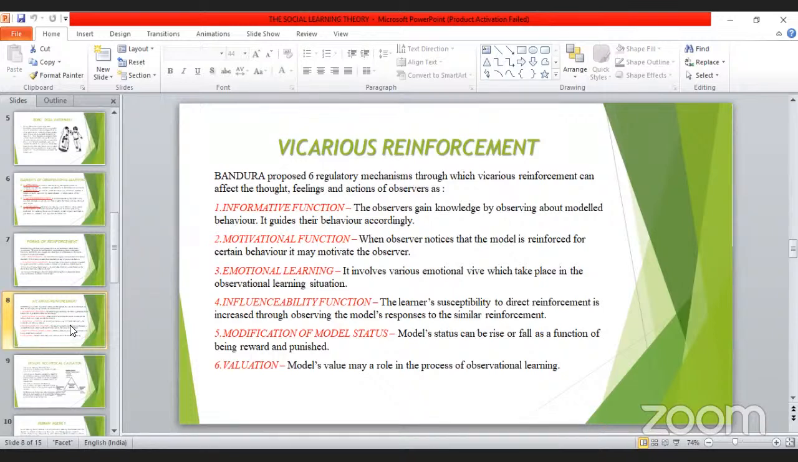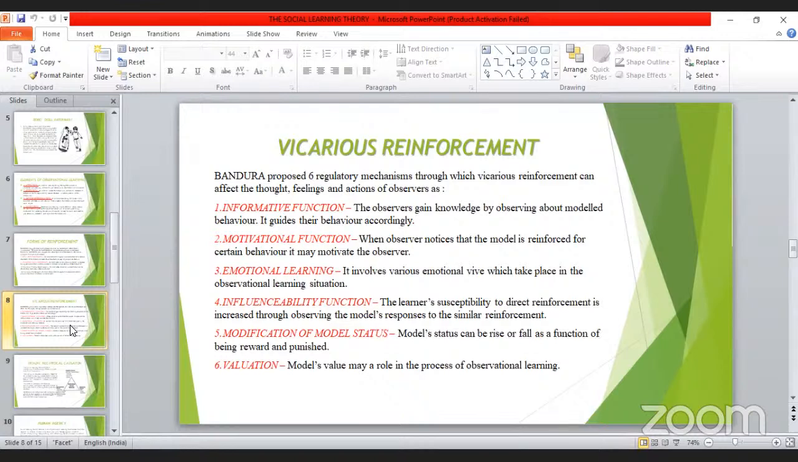Suppose I'm taking the Bobo doll experiment. Here you can observe that the child, who is the observer, the learner, is observing the model, and observing that I have to perform in a particular way. I have to attain every aspect of the behavior, because this behavior will help me to get a rewarding condition.